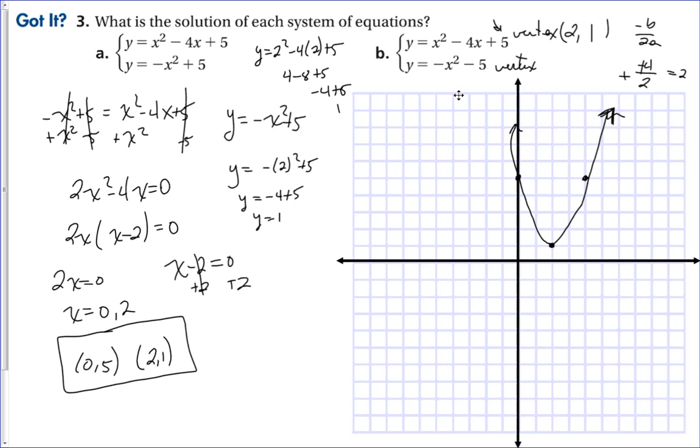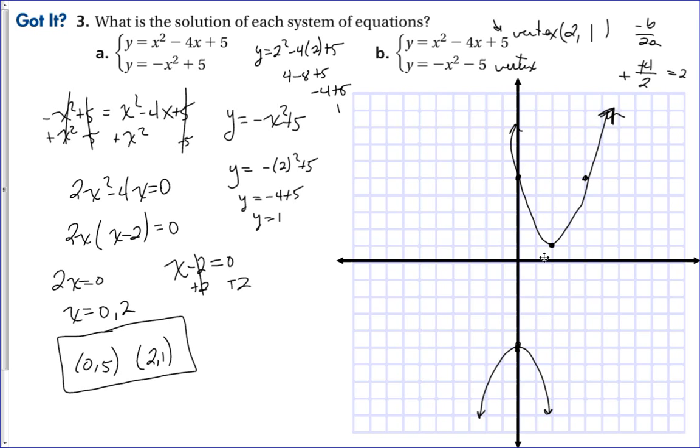If you remember your transformation stuff, this is facing down, and this makes it shift down 5. So this would be 1, 2, 3, 4, 5, and it would open downward. So it would look like this. Remember, this negative turns the parabola upside down, and then this negative 5 moves it straight down 5 units. So here are our two graphs.